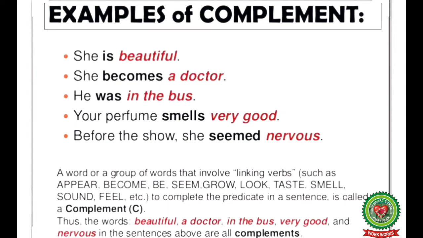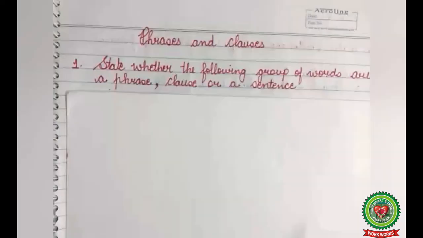Now let's see some more examples of complement. She is beautiful. She becomes a doctor. He was in the bus. Your perfume smells very good. Before the show, she seemed nervous. Now, a word or a group of words that is used to complete the predicate in a sentence is called a complement. Thus, the words beautiful, a doctor, in the bus, very good, and nervous in the sentences above are all complements.